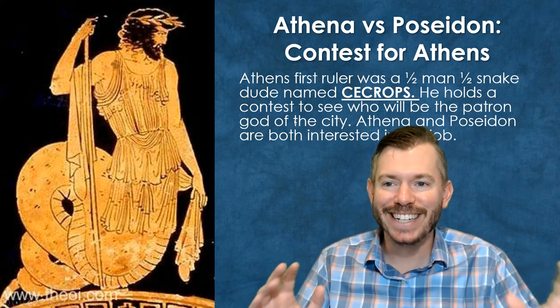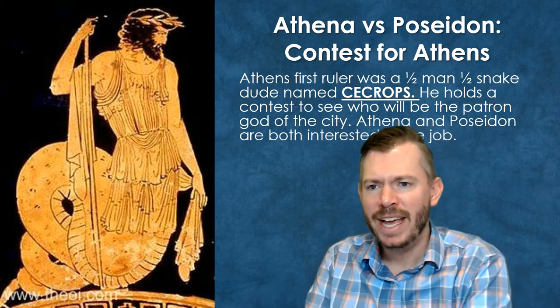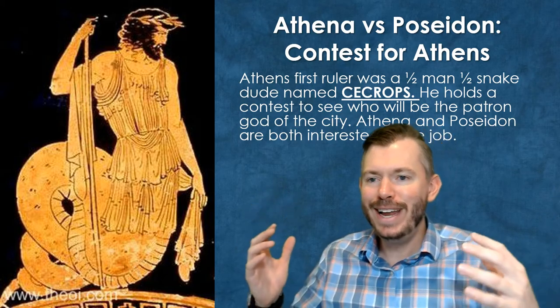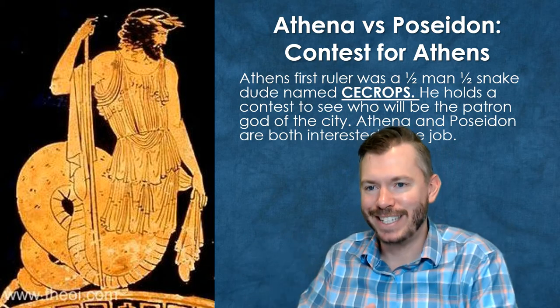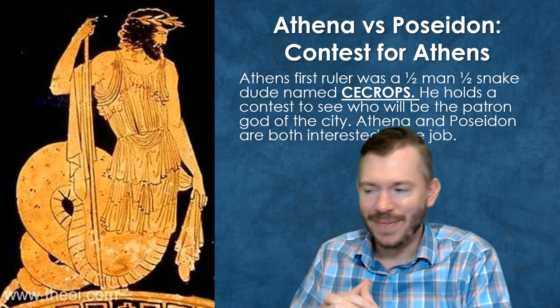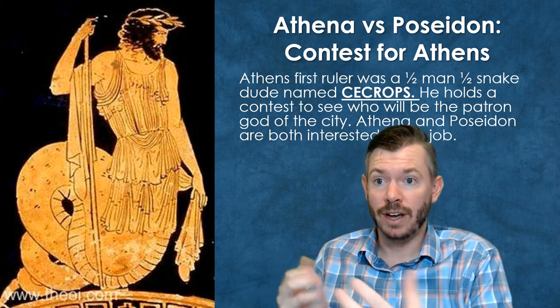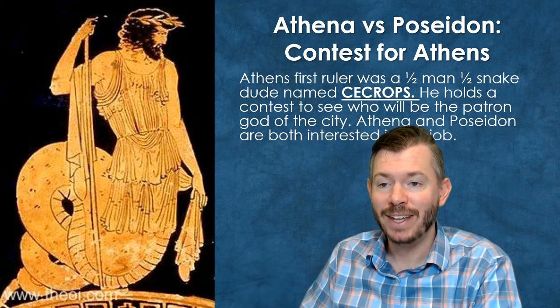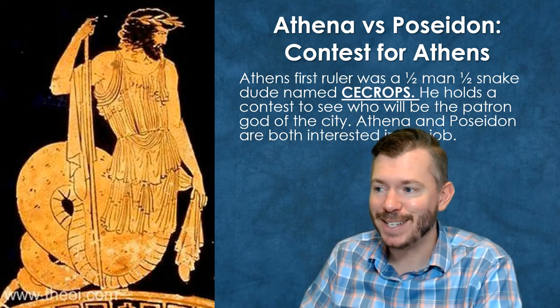And he has this brilliant idea. I really like this idea. He's like, all right, we got a sweet new city. I'm the ruler of the city. We need like a patron god or goddess. And what he's going to do in order to figure out which of the Olympian gods will become the patron of the city, he's going to hold a contest, right?